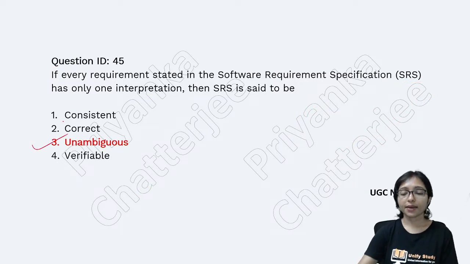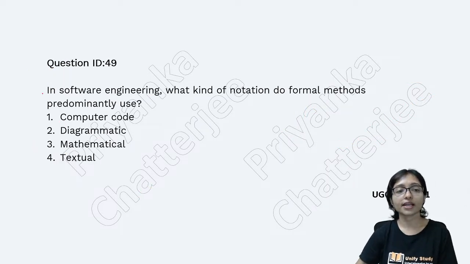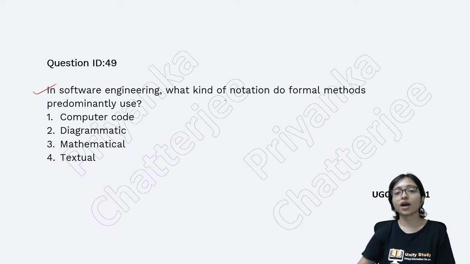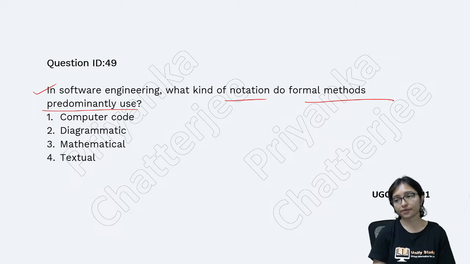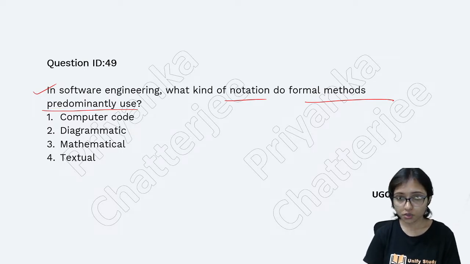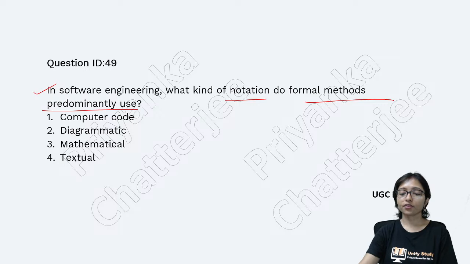So it is unambiguous. Very good. Here you can see in software engineering what kind of notation will be there. This was the last question for today.